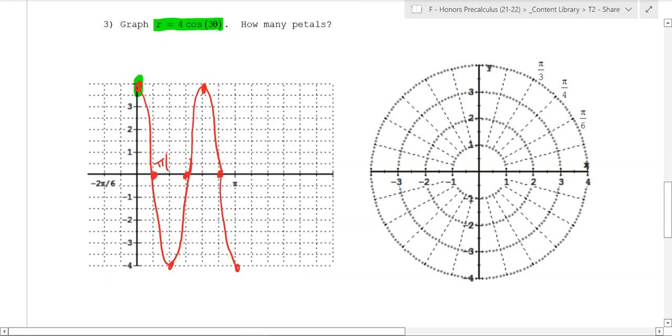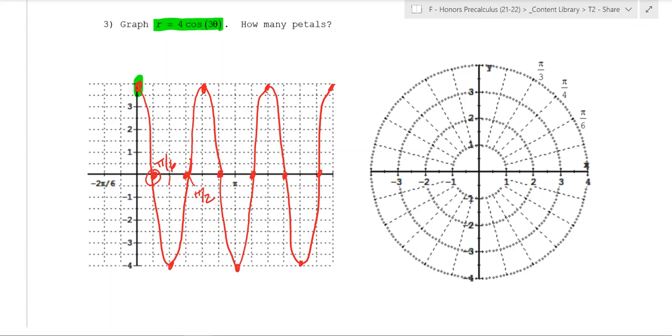This is going to be pi over 6 right here. And then you end up with each division is such. So it's pi over 6, 2 pi over 6, 3 pi over 6, pi over 2 right there. So you have to be really, really careful about this. So it keeps on repeating, and you end up with this curve right here.